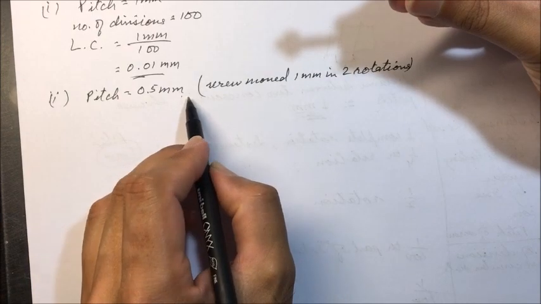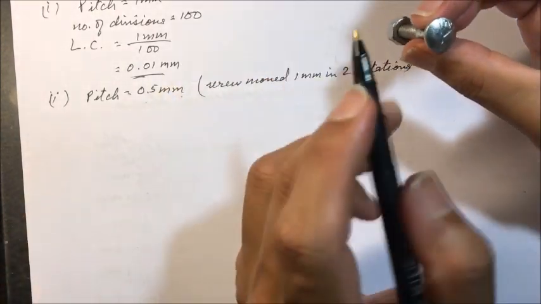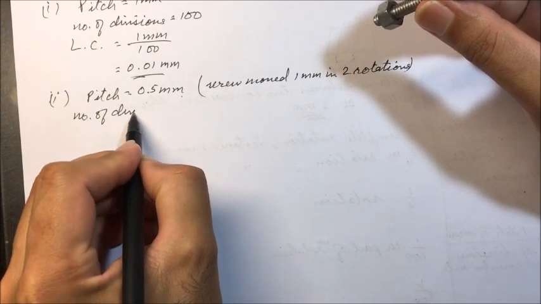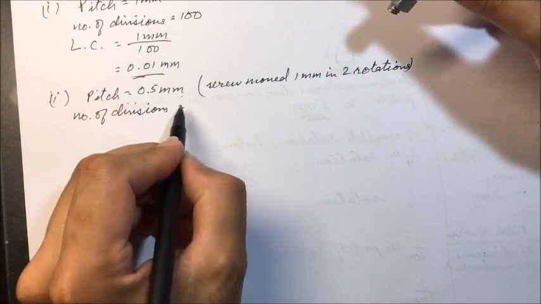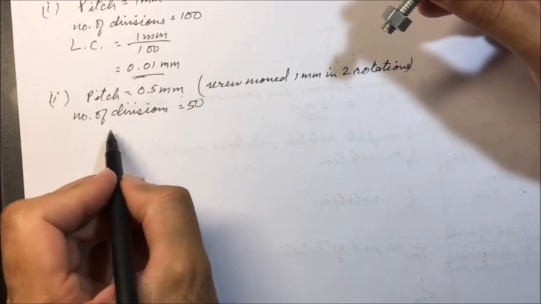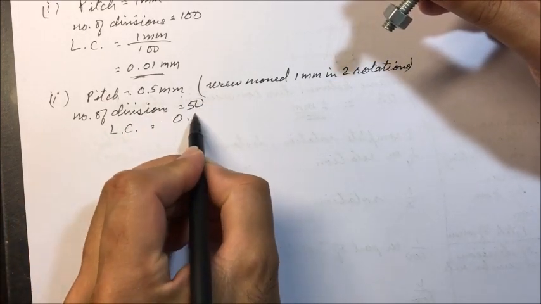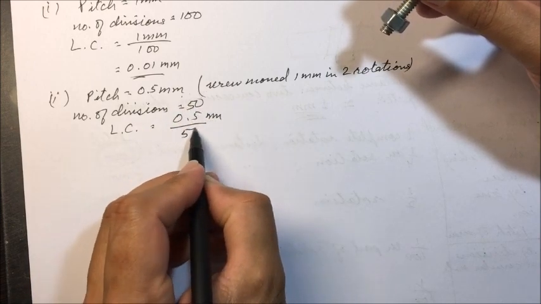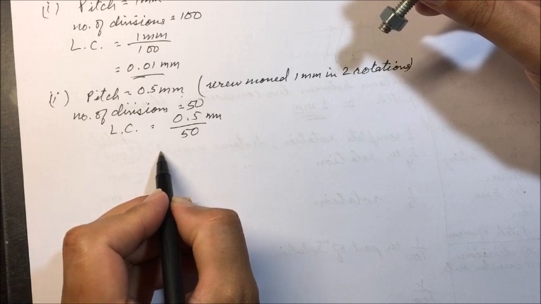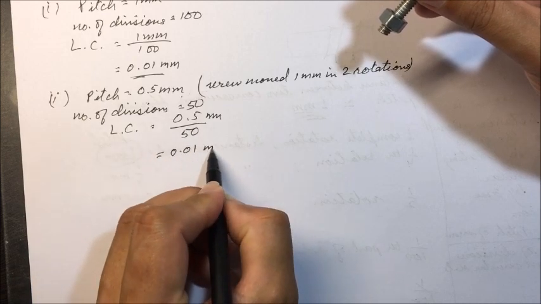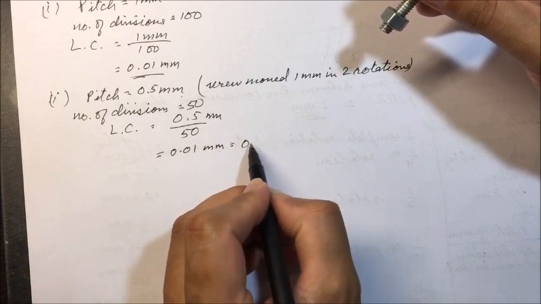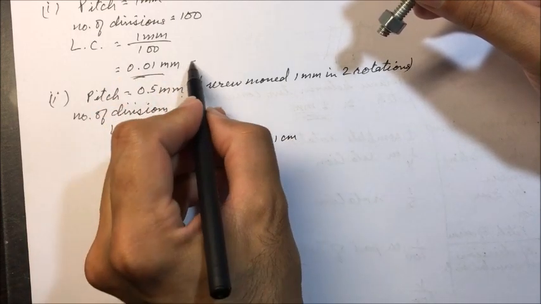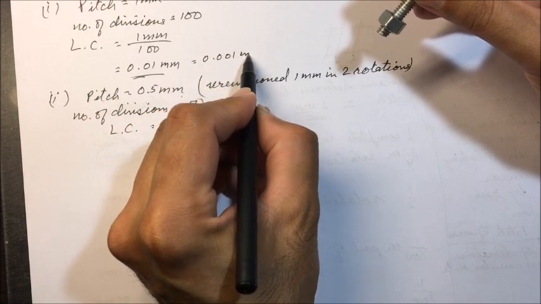In that case it is 0.5 mm, and if we have 50 divisions over it, so number of divisions equals 50. Here the least count will be pitch divided by number of divisions, so it comes out to be 0.01 mm. If we convert it into centimeter, it will be divided by 10 again, 0.001 centimeter. Here it will be 0.001 centimeter.